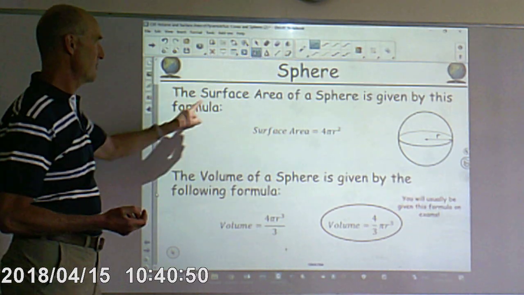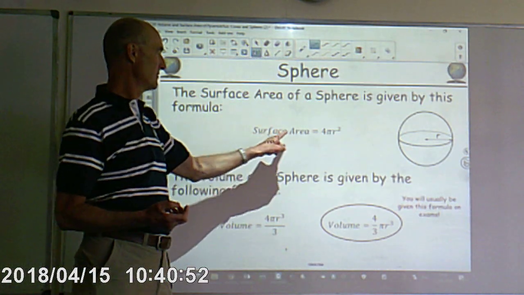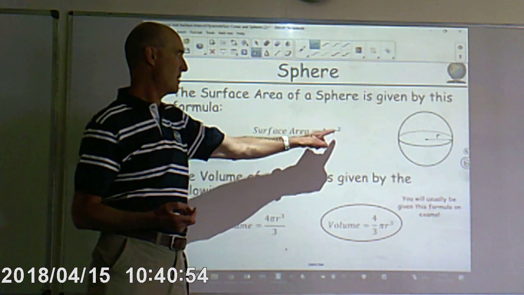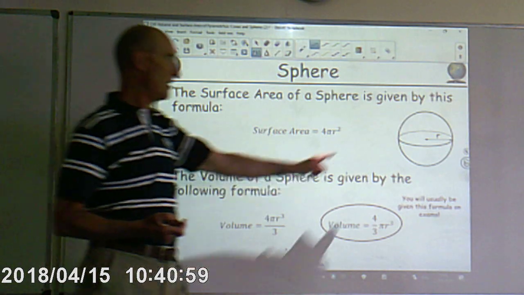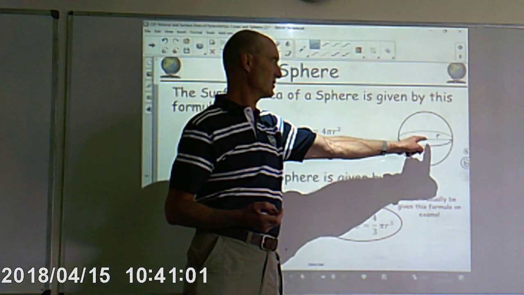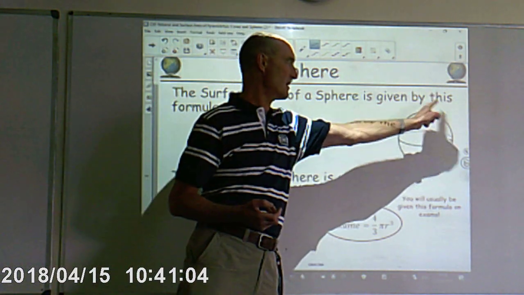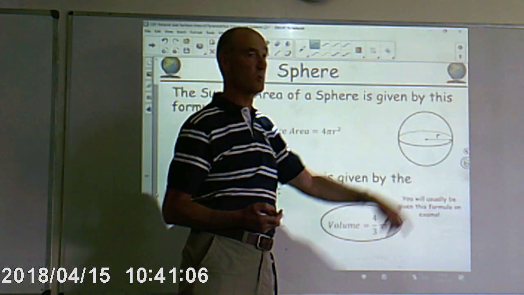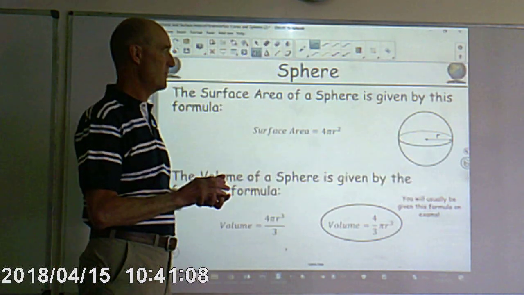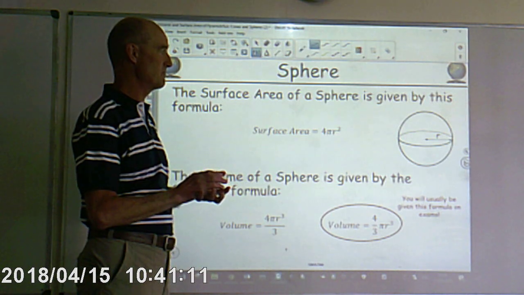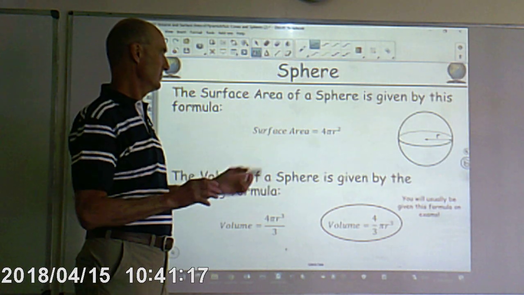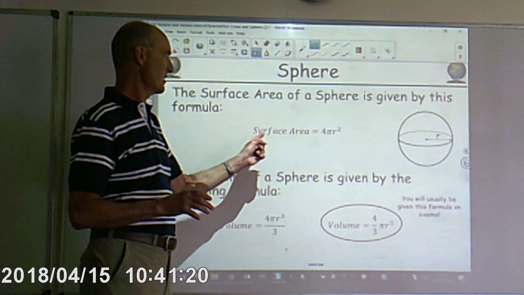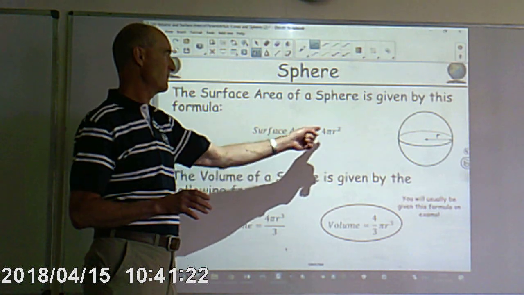The surface area of a sphere is given by this formula, 4 pi r squared, where r is the distance from any point on the outside of the sphere to the centre point of the ball. So any point on the outside of the sphere to the centre point of that sphere is that distance r, the radius. So that is a formula you need to take notice of. The surface area of a sphere is 4 pi r squared.